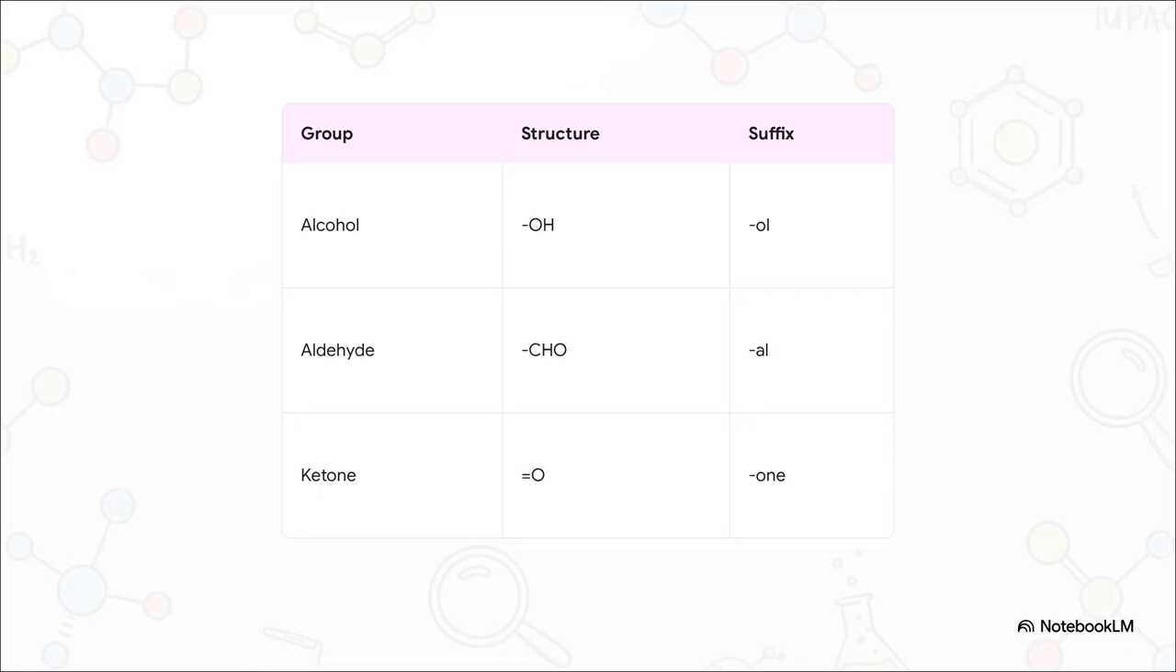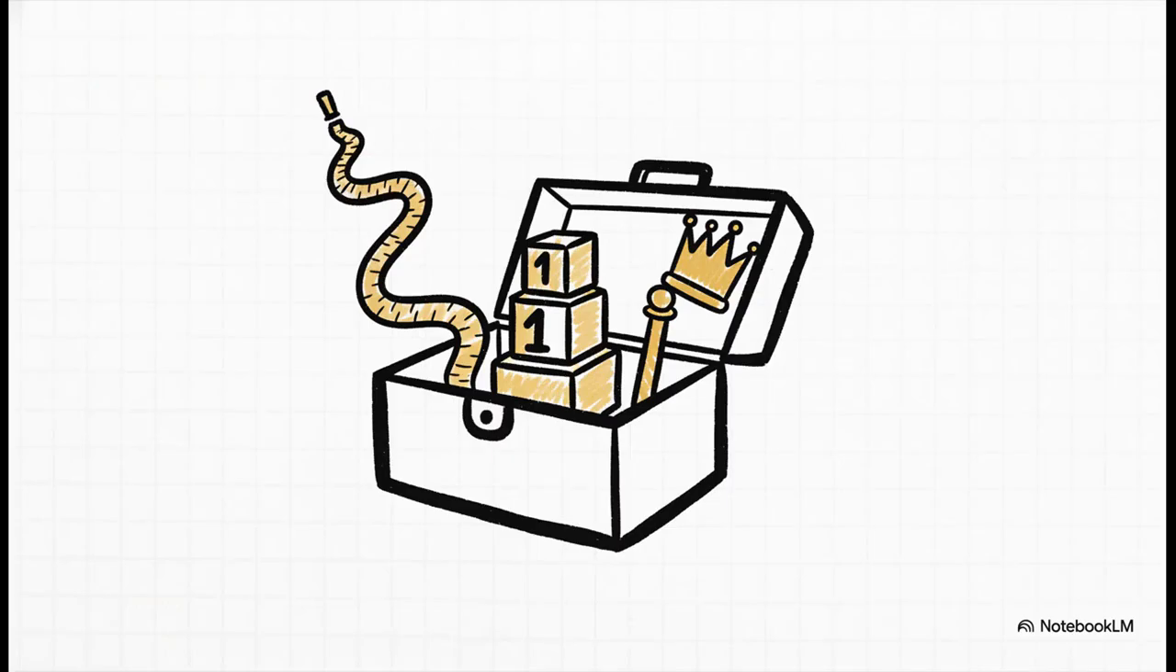And what's really cool is that these VIPs actually change the ending of the name. An alcohol group, the OH, changes the suffix to -al. An aldehyde gives you the suffix -al, and a ketone gets -one. The presence of one of these powerful groups completely dictates the last part of the chemical's name. And really, that's it. The longest chain rule, the lowest number rule, and giving priority to the functional groups.